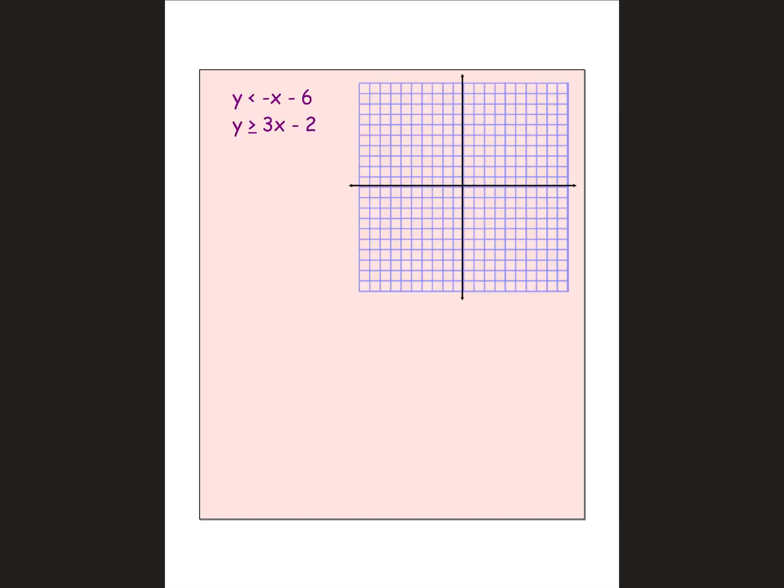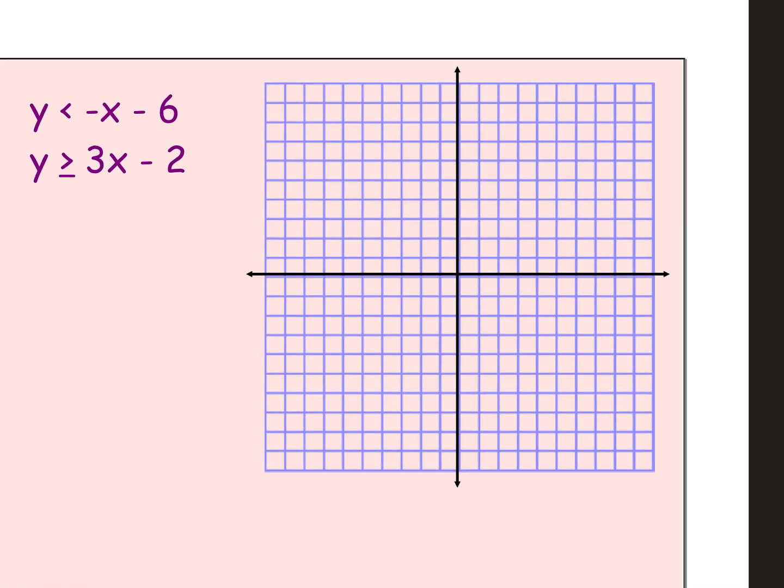If you understood that, this should be absolutely doable. Graph both lines. Figure out if they're solid or dotted. Figure out if you shade above it or below it. And when you're done, the two lines will have crossed. And there's 4 little regions. You pick the right region where they're shaded double.